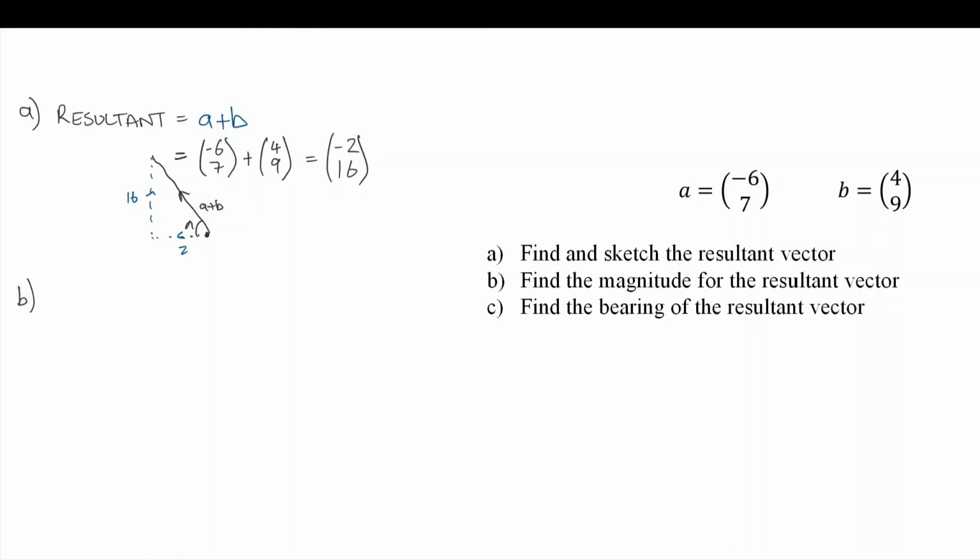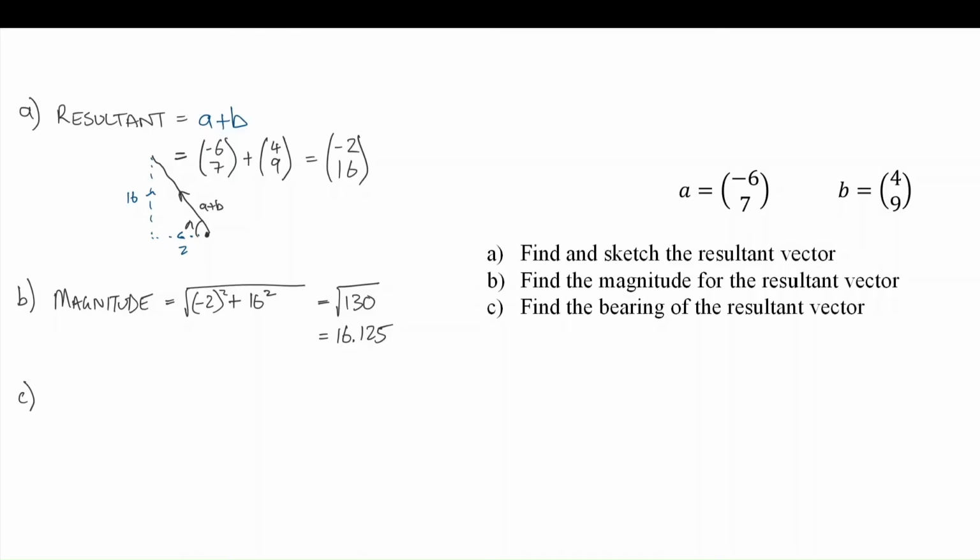In part B, we're asked to find the magnitude for the resultant vector. The magnitude we can find using Pythagoras. The magnitude is the length of the black line. So using Pythagoras on the two blue dashed lines, the two blue components, should get us the length we're looking for. The magnitude is the square root of 2 squared plus 16 squared, which is the square root of 130, or 16.125.